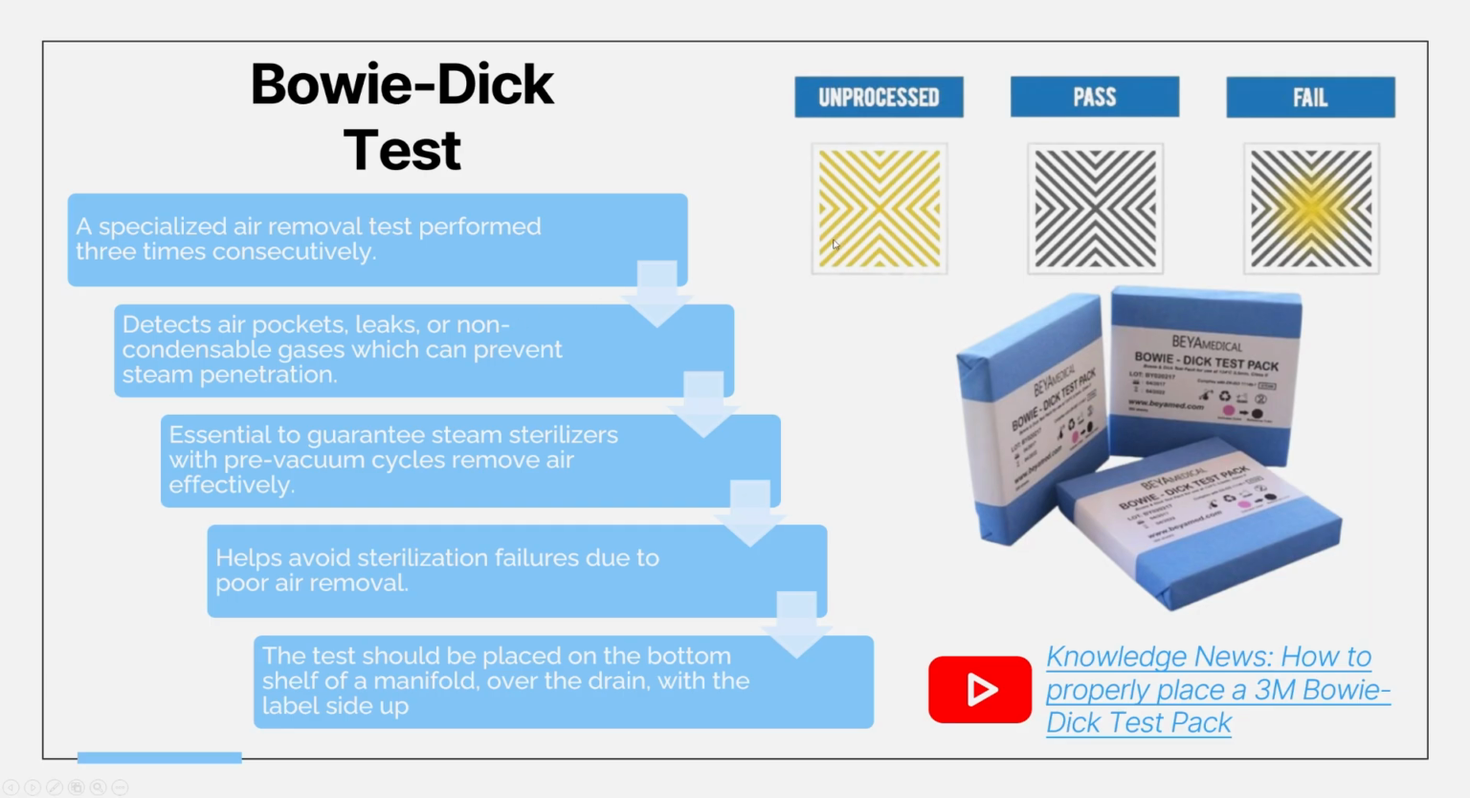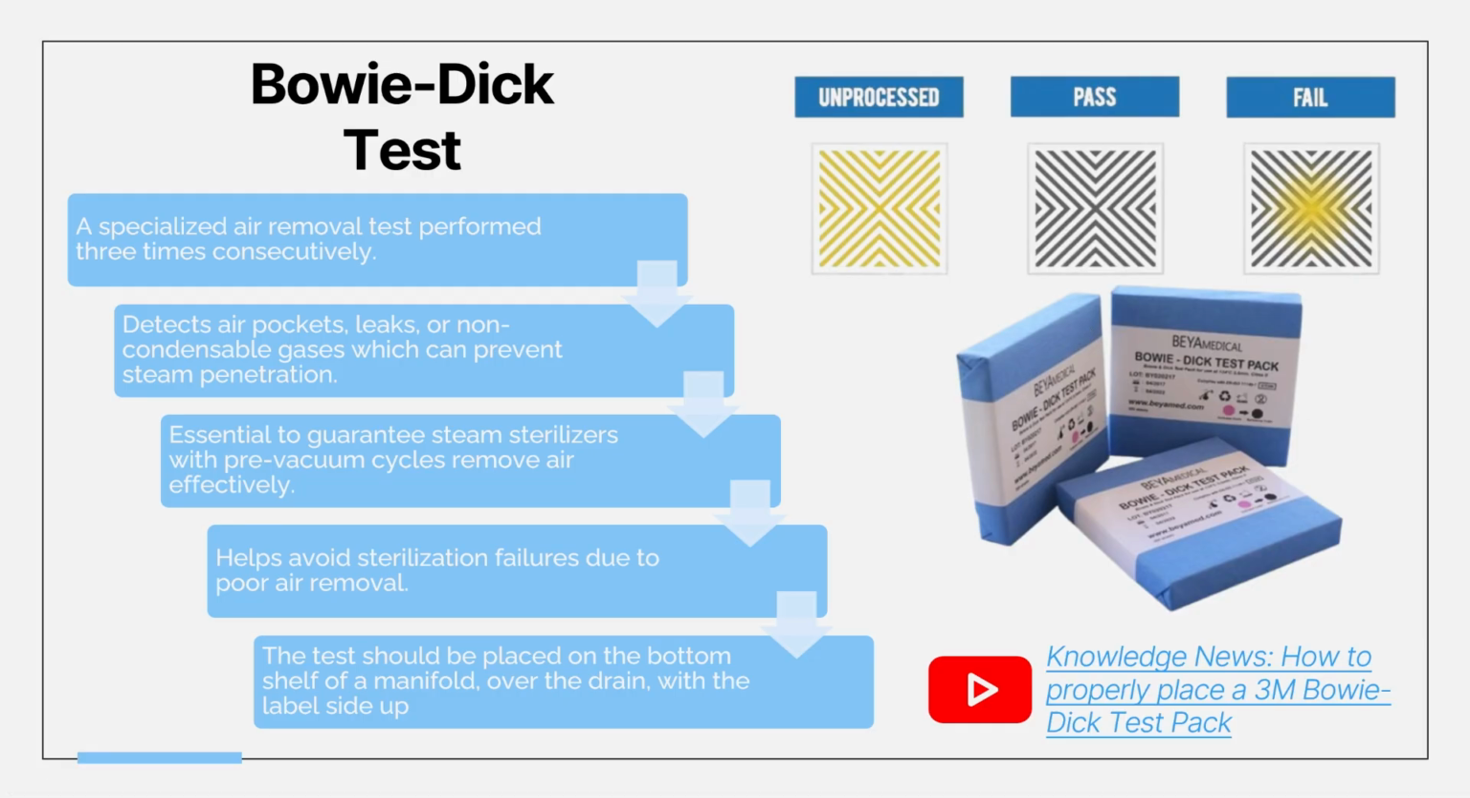All right, so now another testing that we do in MDRD is called the Bowie-Dick test. So it's required daily before using pre-vacuum steam sterilizers. It detects trapped air, which can prevent sterilization. It must be run empty, so no load should be in there, with a commercial test pack like this, for example. Results must be clearly readable and consistent.